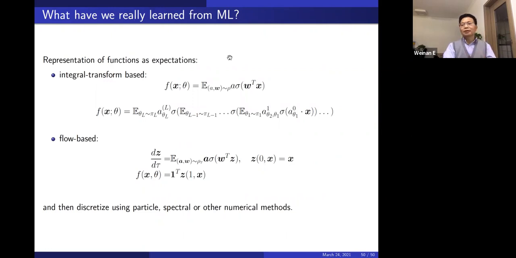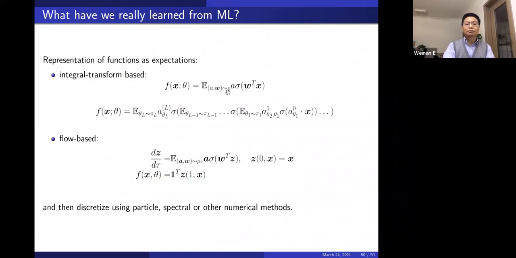So I think there are lots of tricks in machine learning. There are stochastic gradient descent, SGD, there are these neural network models, there is batch normalization. There are lots of tricks and lots of techniques. But I think the most essential, most important point of all is how to represent functions as expectations. So how do we develop representations of this type?